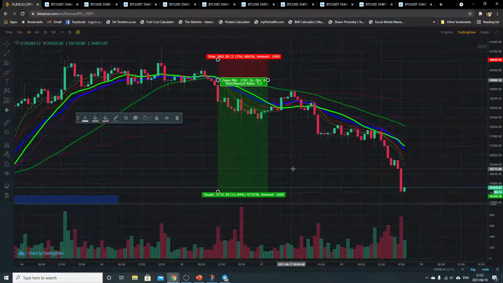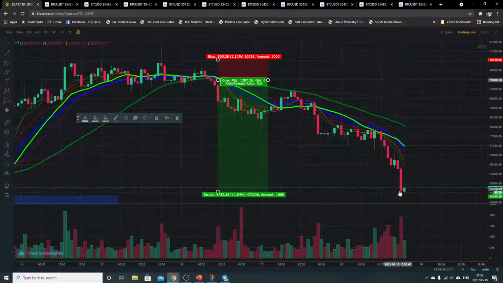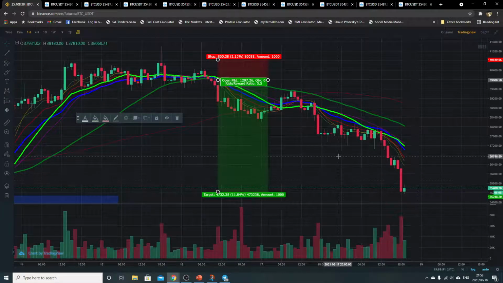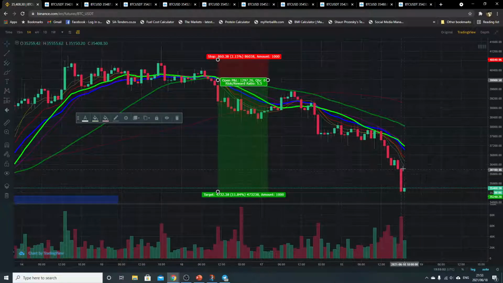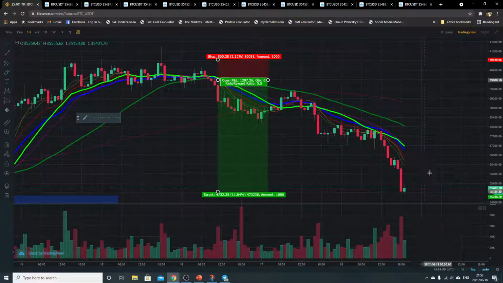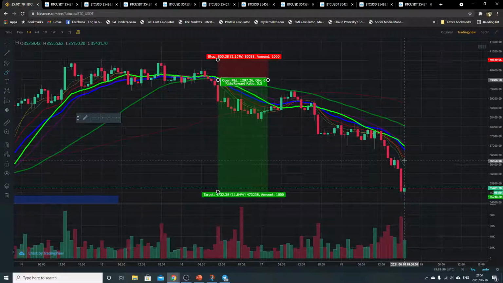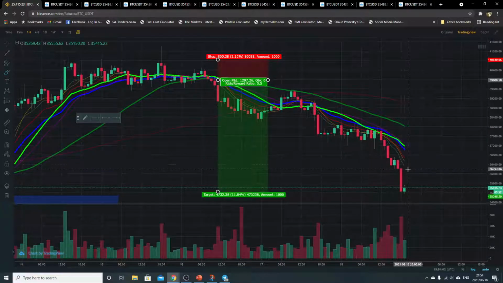But I'm going to wait for this consolidation to happen because it's going to consolidate. The reason how I know that, guys, is because this 9 MA and the 9 EMA haven't crossed yet.